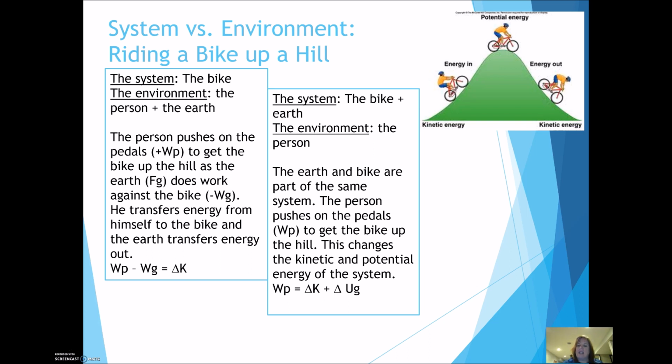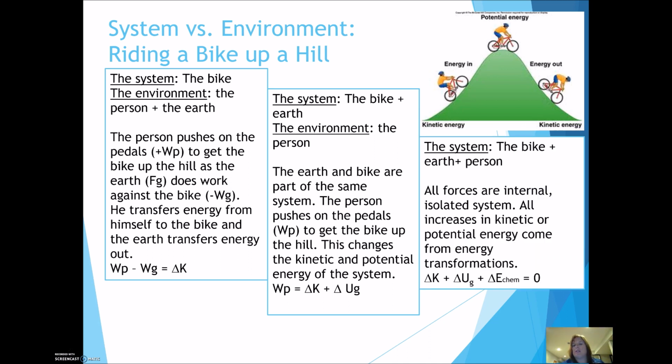But let's say we make the system really big. In the beginning, I said, make your system as big as possible. And so the biggest possible system we could have here is the bike, the earth, and the person all in the system. That means all of what's going on are energy transformations. There's no external forces because we put them all in our system.